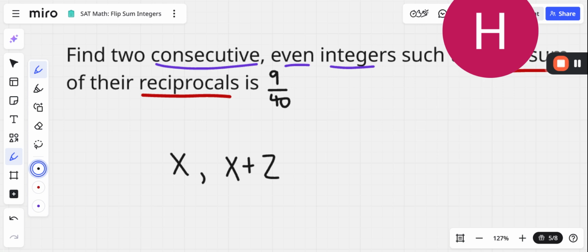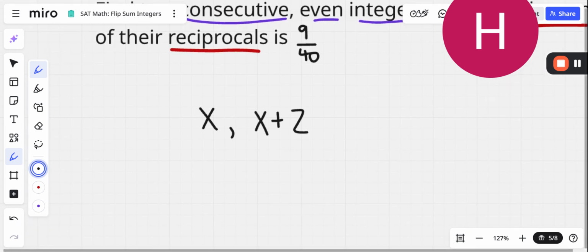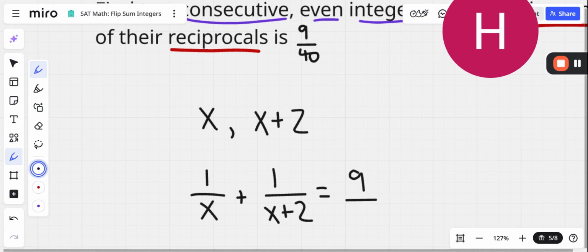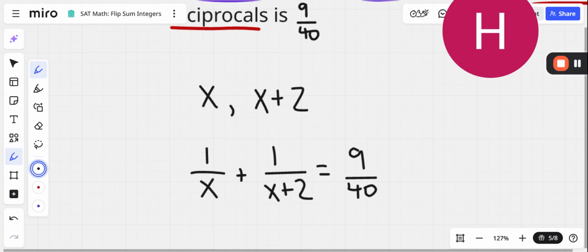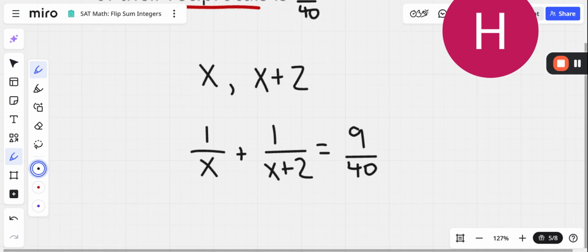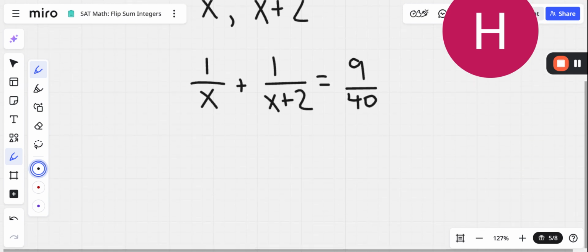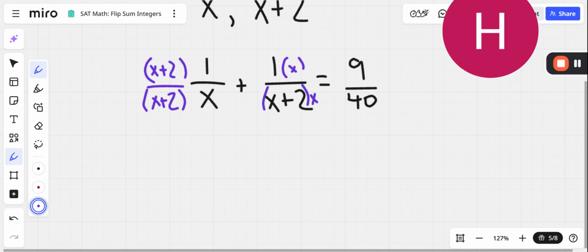We need the sum of their reciprocals to be 9 over 40, which means we need 1 over x plus 1 over this other number, x plus 2. We need this to be equal to 9 over 40. Now, when we have 2 fractions with different denominators, and we're trying to add them, it's not going to work. We need the same denominator. So let's get the same denominator here. We're going to multiply this one by x plus 2 over x plus 2. And then we're going to multiply this one by just simply x over x.